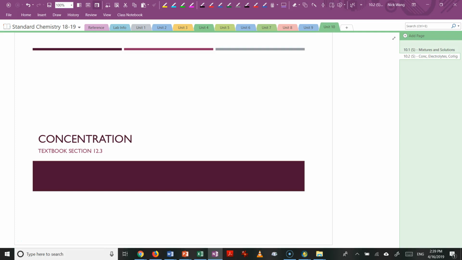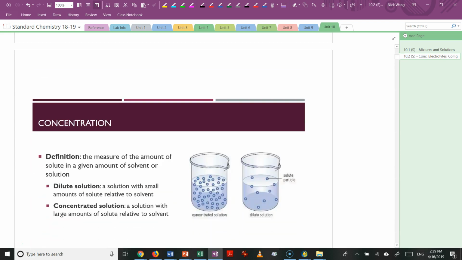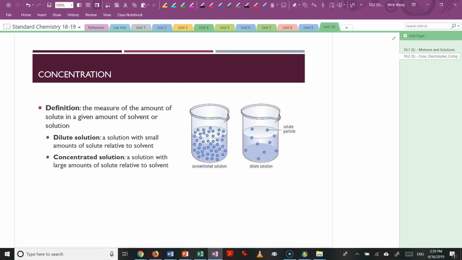One of the more important parts about understanding chemistry gets into understanding something called concentration. Generally speaking, concentration is how we measure the amount of solute per amount of solvent in a solution. So if you look at it here on the right side, you have two diagrams, the concentrated solution on the left and the dilute solution on the right.